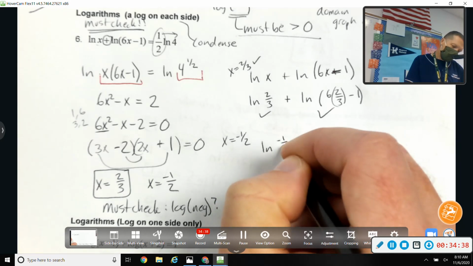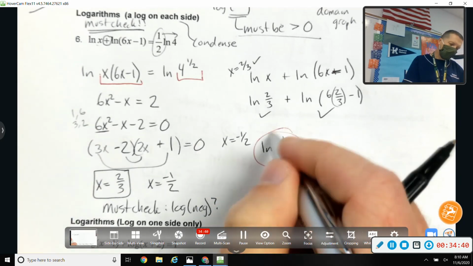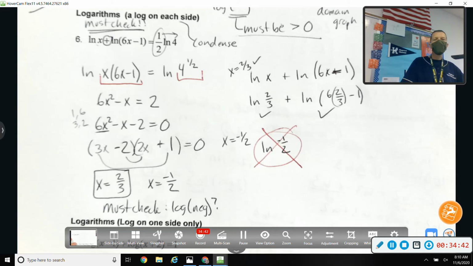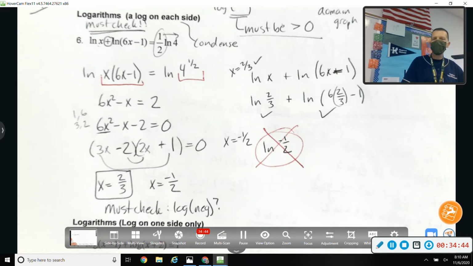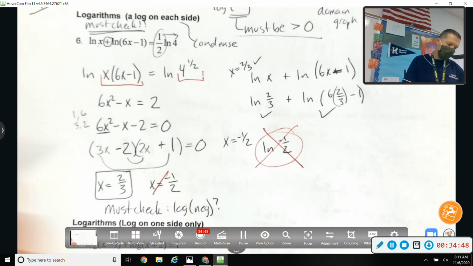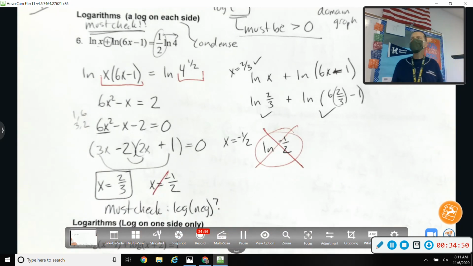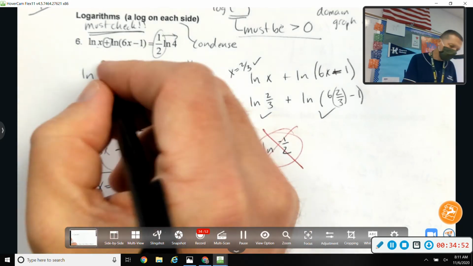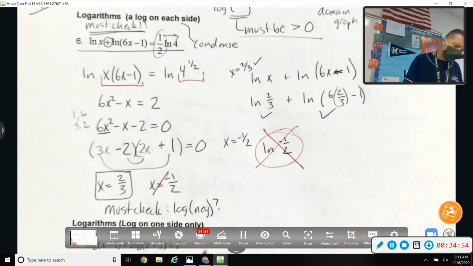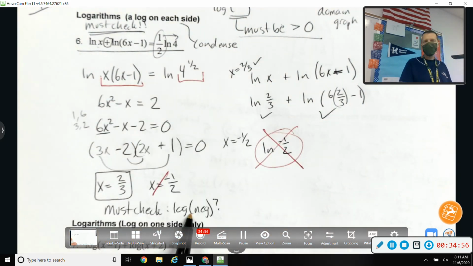Whoops, natural log of 1/2, that won't work. So even before I do anything else, that one's done. I plugged them into the original equation to check to see if I'm taking the log of a negative number.